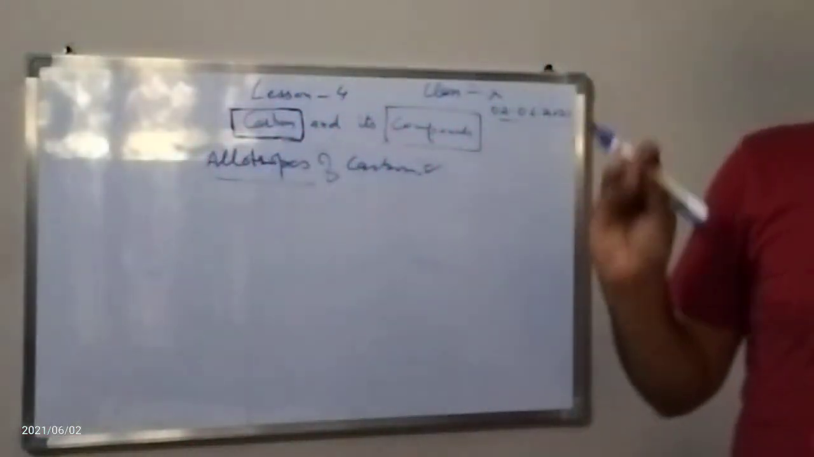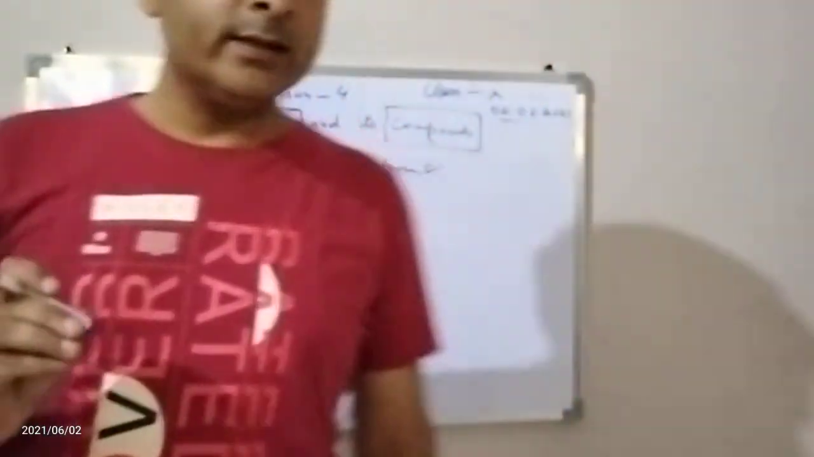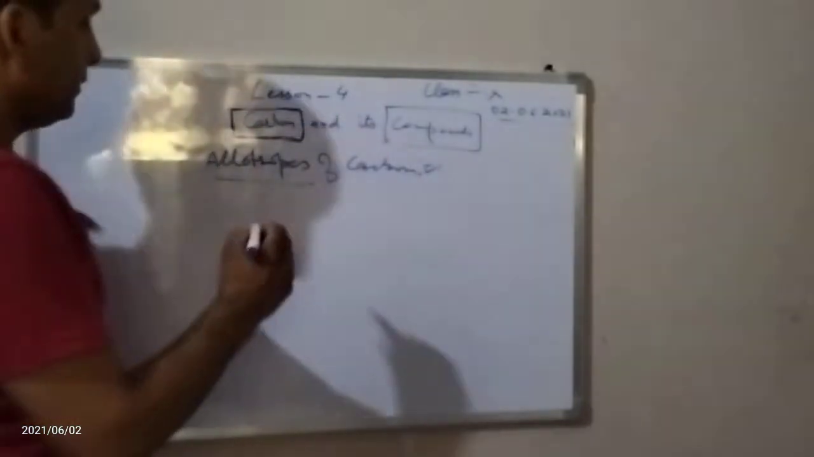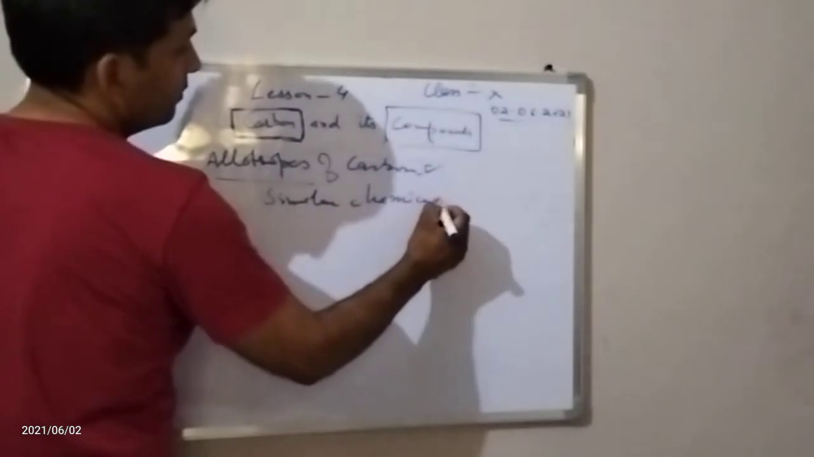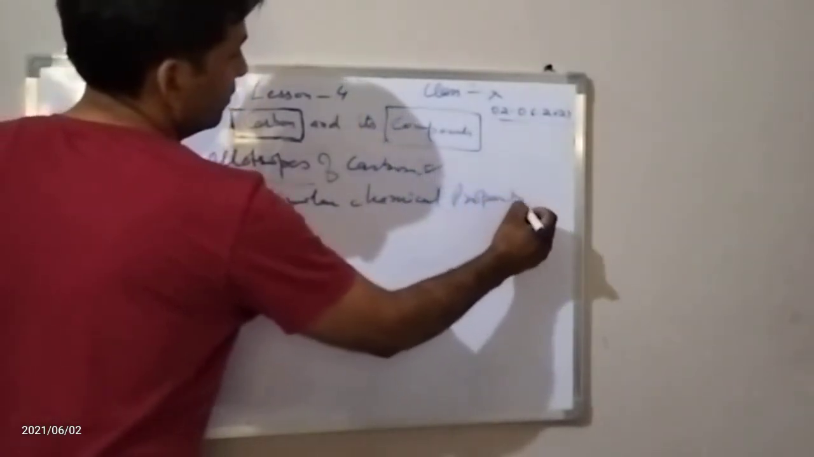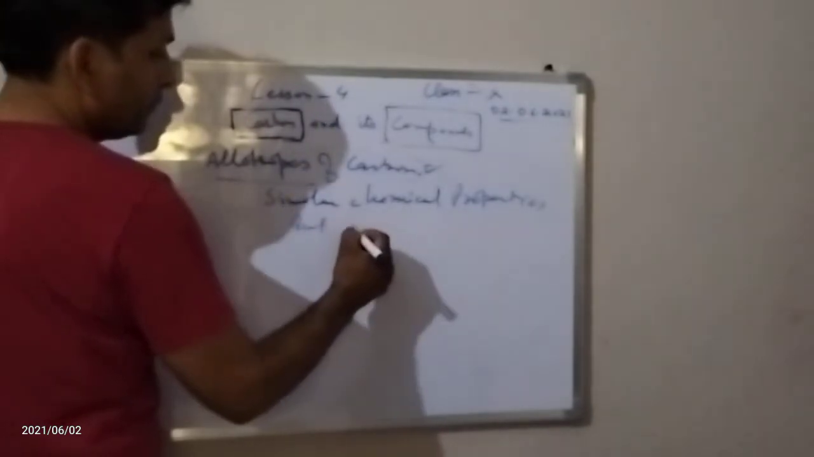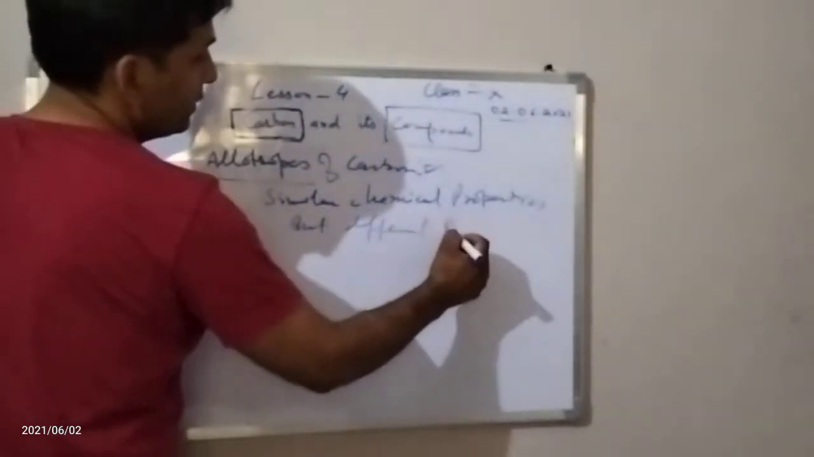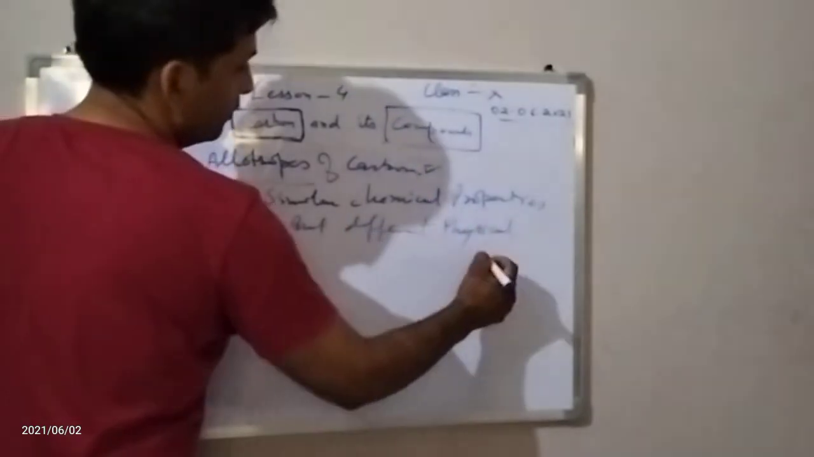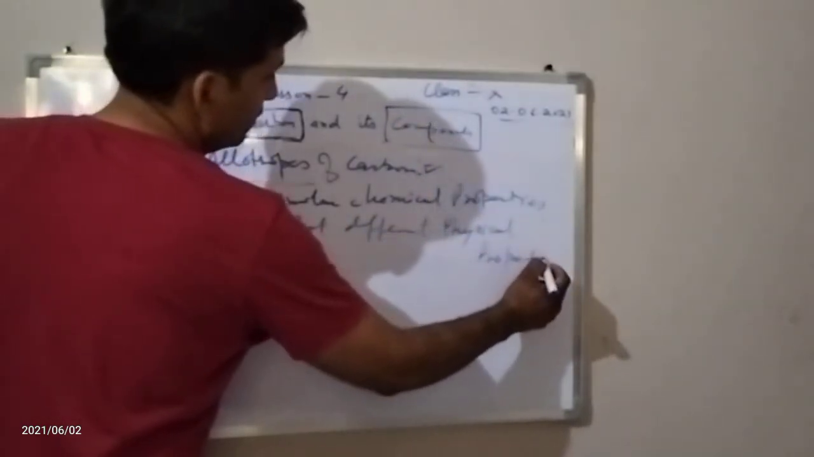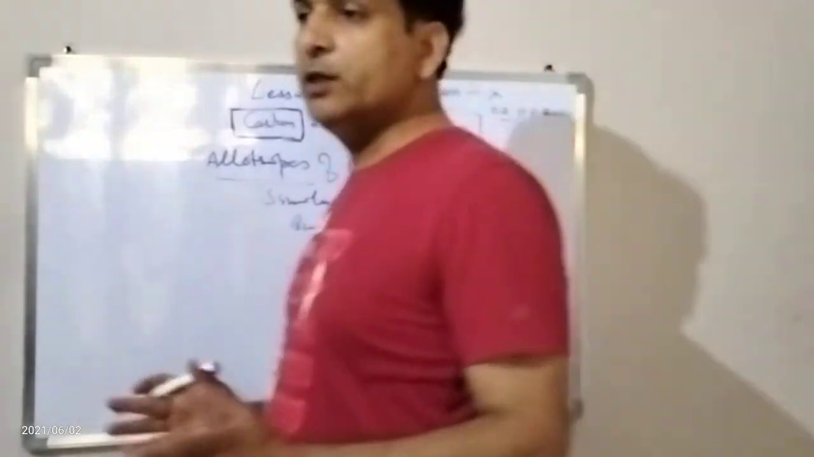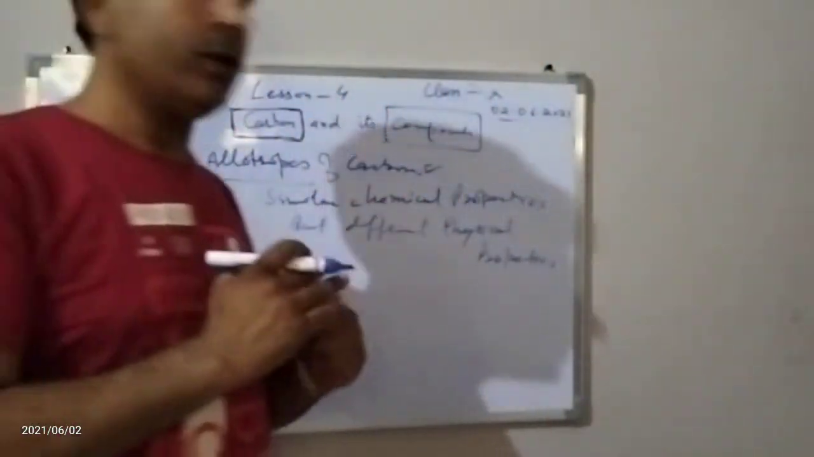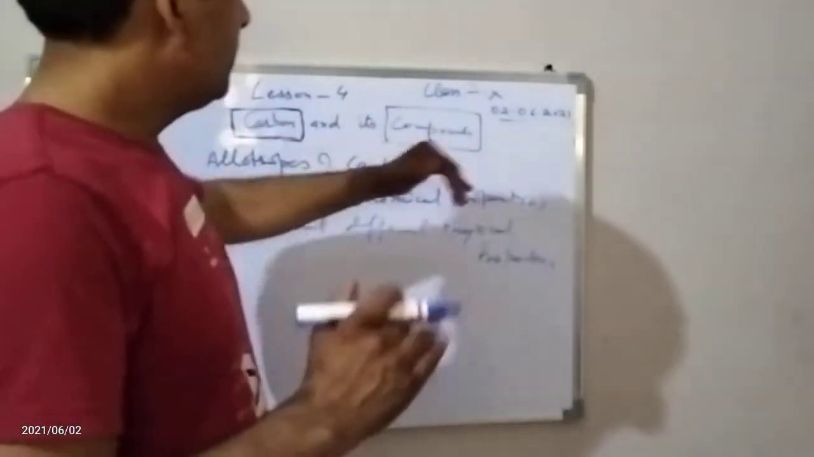Allotropes are two or more forms of an element having similar chemical properties but different physical properties. If two or more forms of an element have the same chemical properties but different physical properties, we can say those are the allotropes of that element.